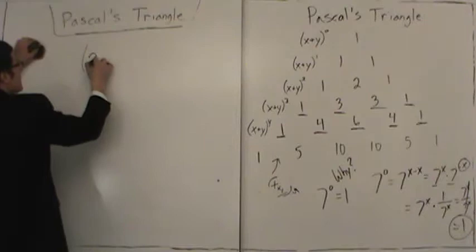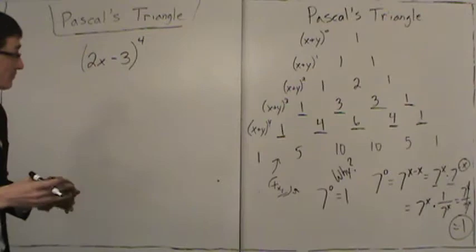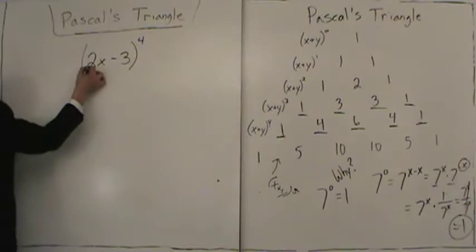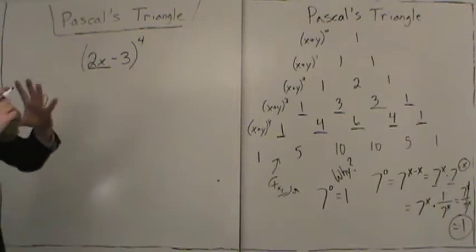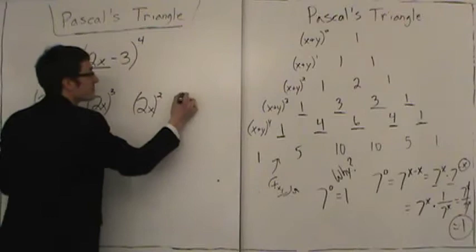minus 3 to the 4th power. So we're going to start with the 2x. Now be careful here. This is 2x, not just x, but 2x quantity. So put this in parentheses to the 4th. 2x quantity to the 3rd, 2x quantity to the 2nd, 2x quantity to the 1st.